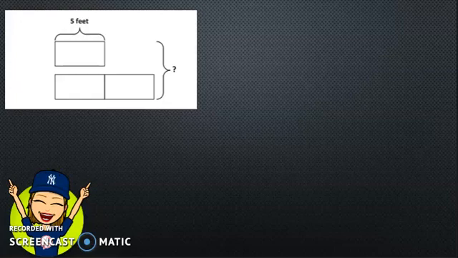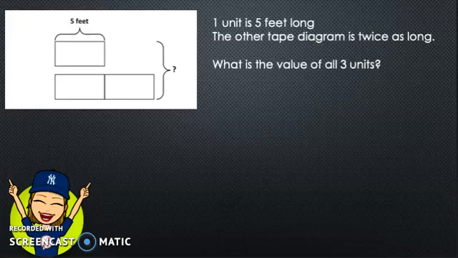So, what information do we know by looking at this tape diagram? Well, I know that one unit is 5 feet long, and the other tape is twice as long. So I can also tell that we're looking for the total value of all 3 units. The value of the second tape diagram is 2 times the length of the first. Can you add up each of the units to find the total value of the tape diagram? Yeah. The total is 5 plus 10 or 15 total feet. Pretty easy, right? I think so.